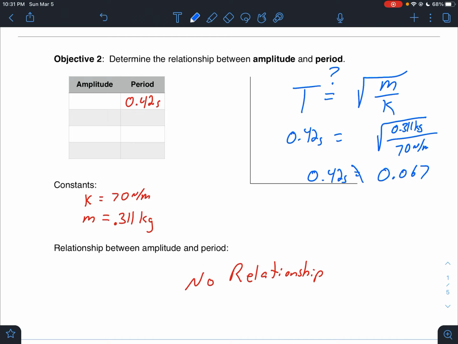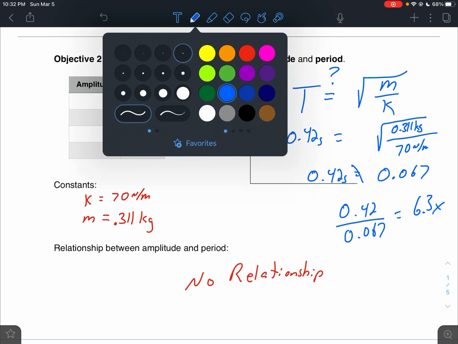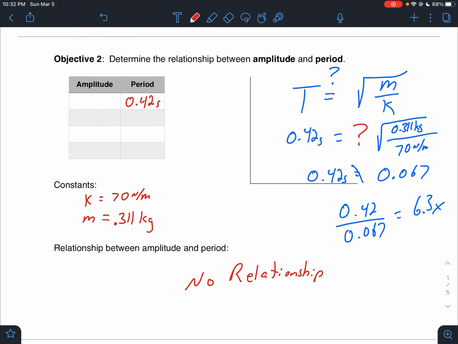We do know mass and spring constant have an effect on the period, but there's something else that we're missing. So how off are we? If we just simply figure out the ratio, or divide 0.42 by 0.067, we find that that is about 6.3 times off. Meaning we need a number in our equation, or to make an equation, we're missing a variable or multiple variables.